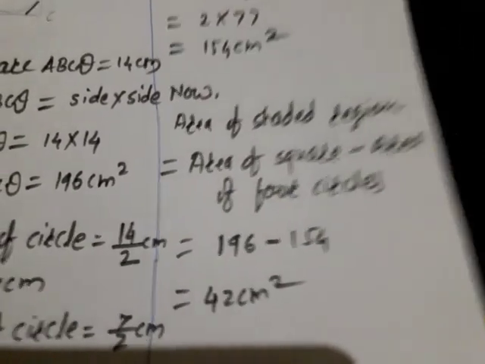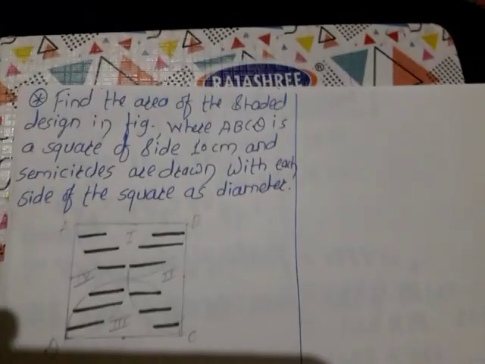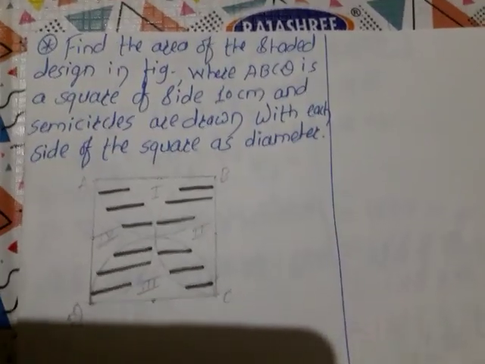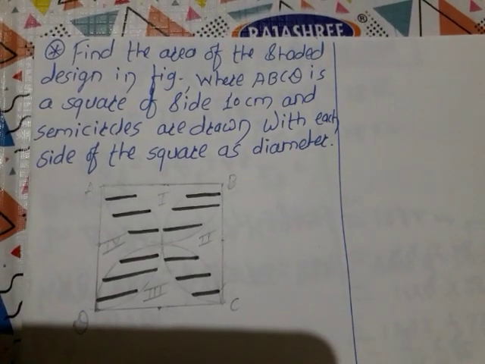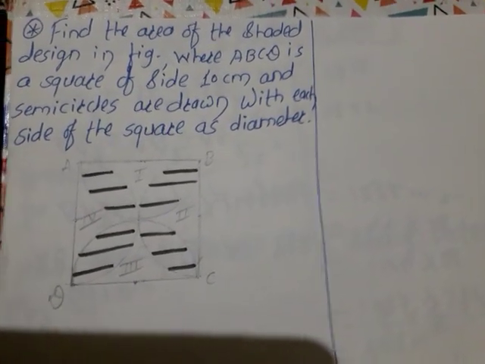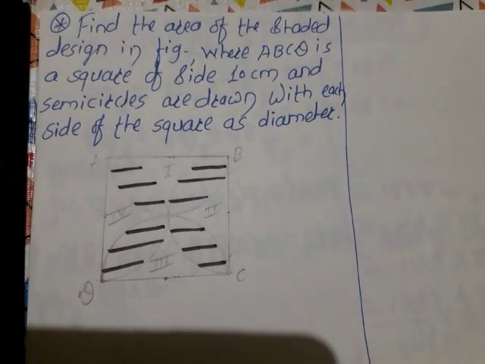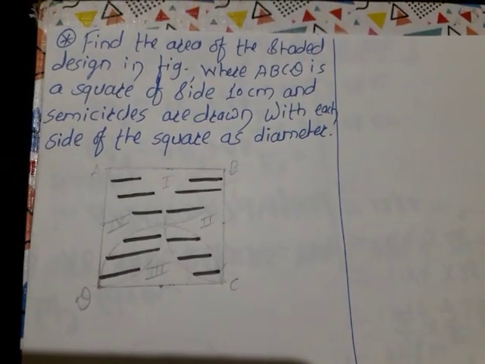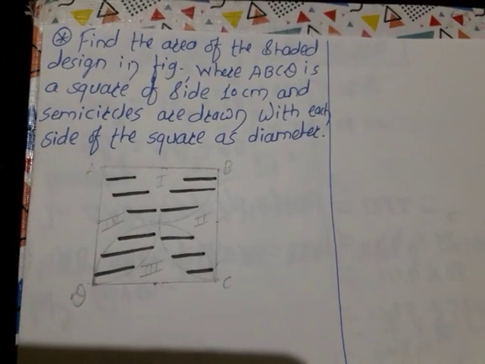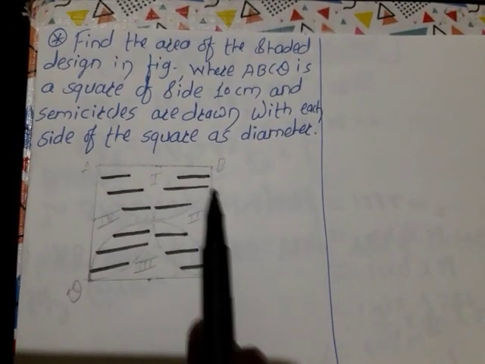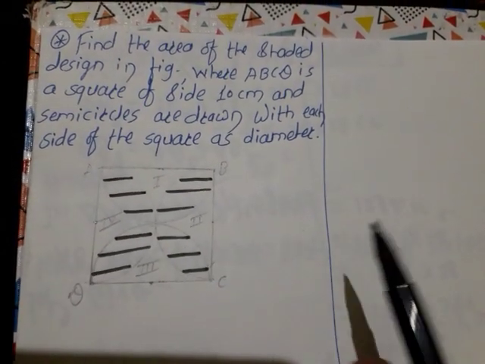Look here, I have written it already. Read this example carefully, you will come to know what we are going to do here. After observing the figure, you will come to know. Find the area of the shaded design. Here I have shown it by using black lines. This is the shaded design.